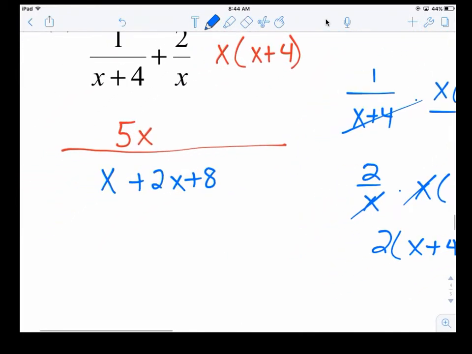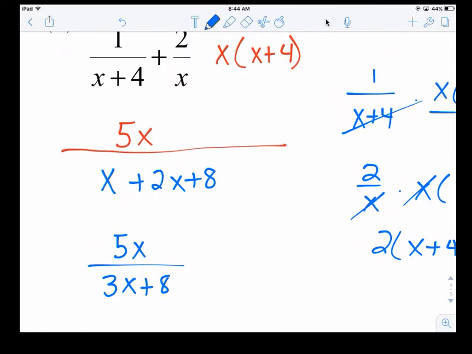Okay, so what can I do? I got 5x over 3x plus 8. Can I do anything with that? All right, so what can x not equal? 0. What else? -4. What else? -8/3. Good. If you set this denominator equal to 0, you get -8/3.